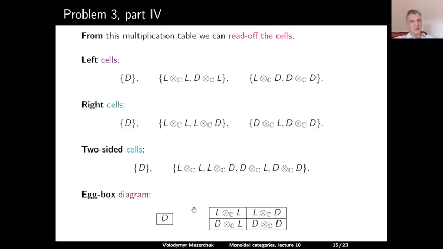So here is the egg box diagram of these cells. We have the two-sided cell consisting of D, and then we have here the two-sided cell, which is a union of two left cells and a union of two right cells. The left cells are columns and the right cells are rows. We have four elements arranged into two left and two right cells.